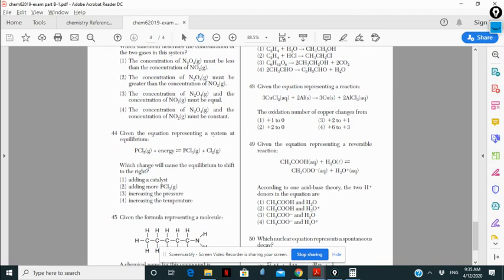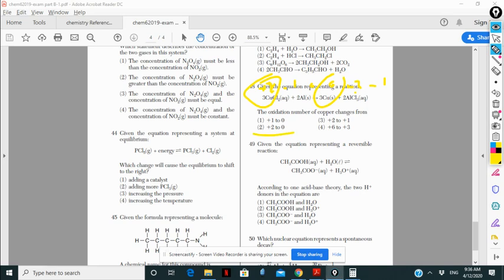Question number 48. Now, what is the oxidation number changing for the copper? So now the copper here was positive 2 because this is negative 1, and that is 0. So now this has become 0, and this has become positive 3 and negative 1. So if you observe it, the copper changes from positive 2 to 0, so the answer must be number 2.